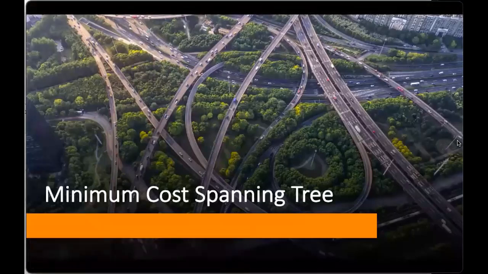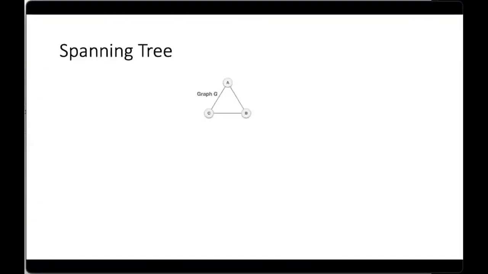Good morning, everyone. In the previous class, we discussed minimum cost spanning tree. So, what is a spanning tree? A spanning tree is a subgraph of the given graph where we have all the vertices. It should be connected, and the number of edges should be one less than the total number of vertices.